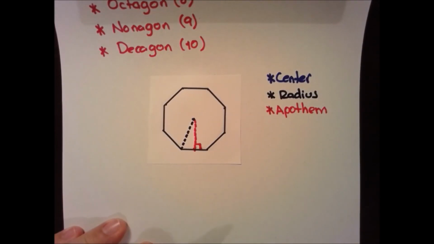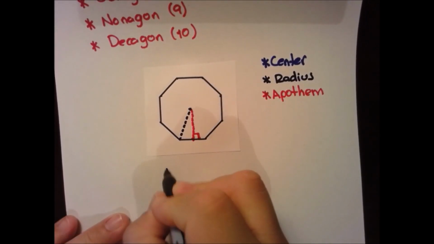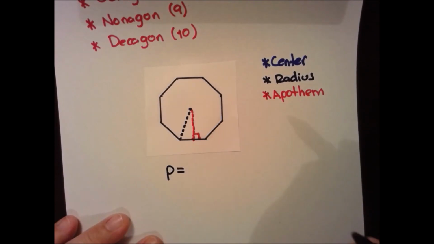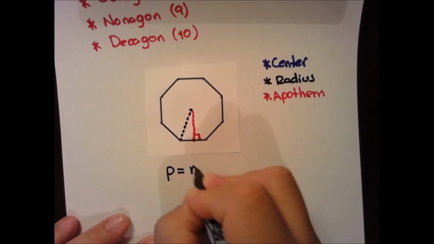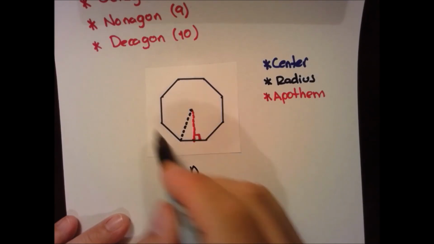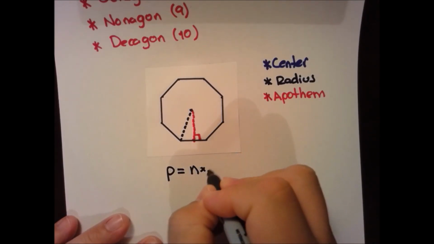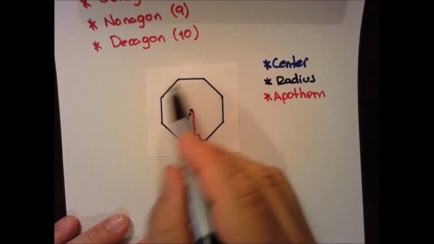Okay, and why is it important to know that? Because, well, first of all, if you want to know the perimeter, in that case it's very easy. The only thing that you need to do is just multiply n, the number of sides that you have, times L, the length of each side.